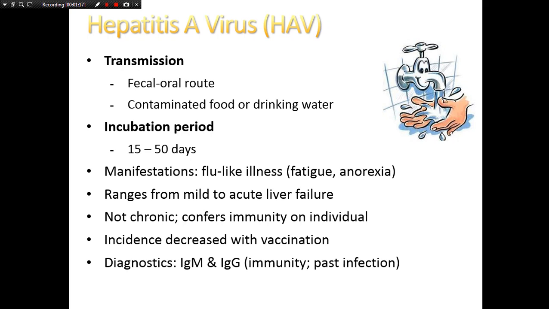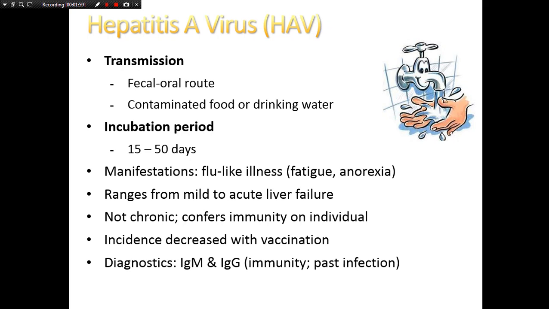Hepatitis A does not progress to a chronic hepatitis, but the severity and the manifestations of the acute hepatitis can range from mild to severe. When the patient develops hepatitis A, this confers immunity on the individual, so they're not able to acquire hepatitis A again. The incidence over the last several years has decreased since the creation of the hepatitis A vaccination and some of the current standards for suggesting which populations should be vaccinated, especially if you're going out of the country.